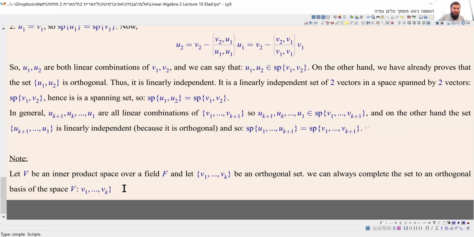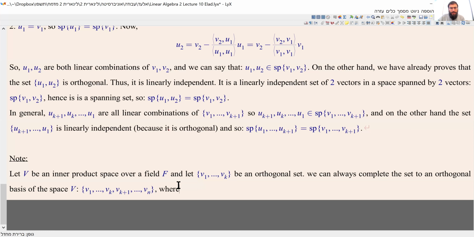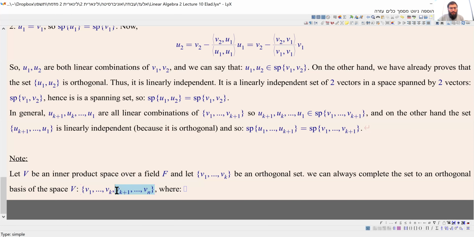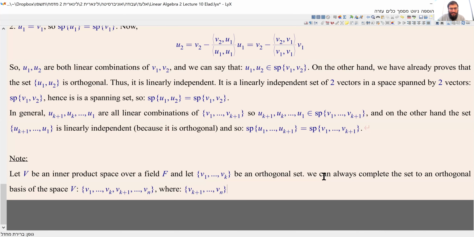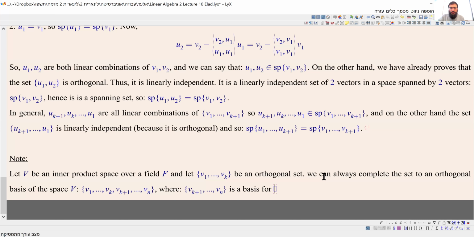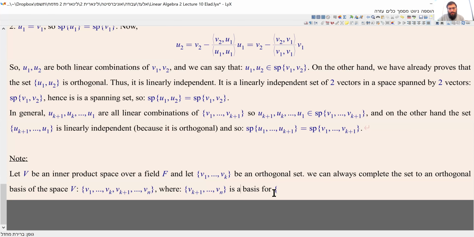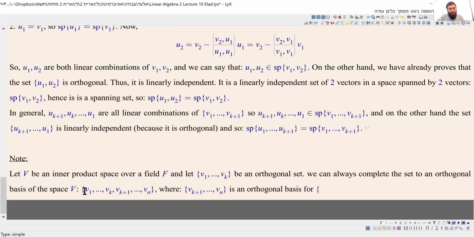To V1 to Vk, we add some Vk plus 1, Vk plus 2, and so on, till we get a Vn, where the set of the new vectors, Vk plus 1 to Vn, is an orthogonal basis for the orthogonal space of the original vectors.